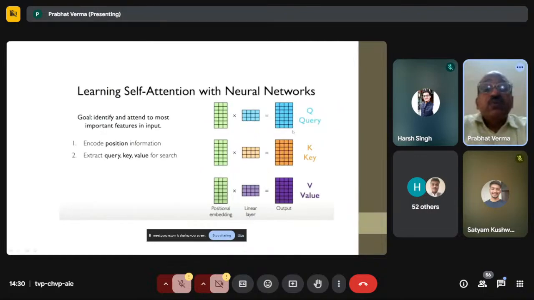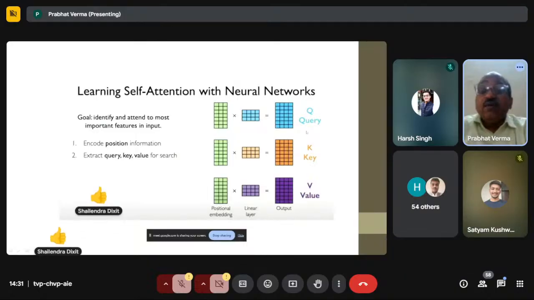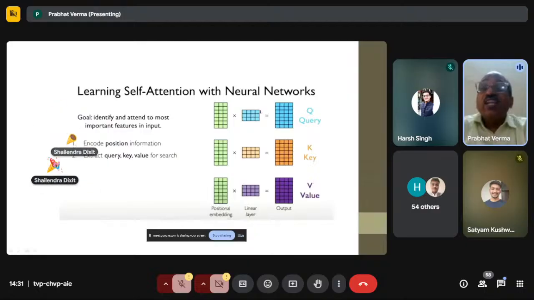Now we are having query, key, and value, right? We have encoded the position information into these green cells. Okay, position embedding. Now we are having three instances of the same, for query, key, and values. Query means what is to be searched, key is the options, and value is the actual value. So we extract the query, key, and value for the search. Position embedding then goes into a linear layer to give the output. This is the approach for all three: query, key, and value.